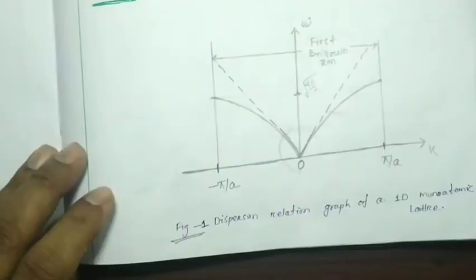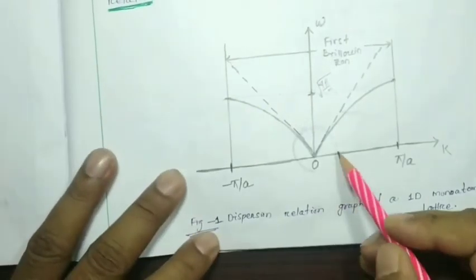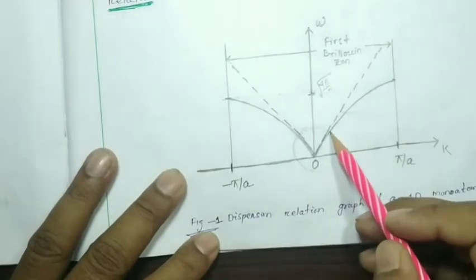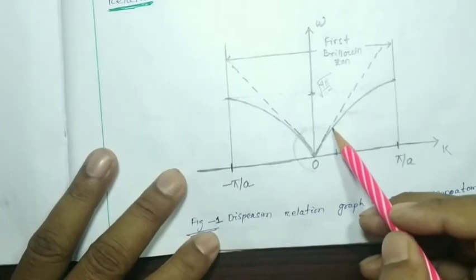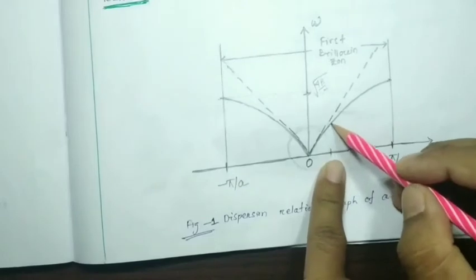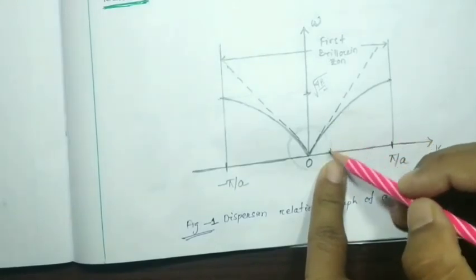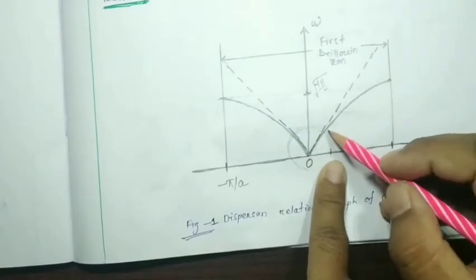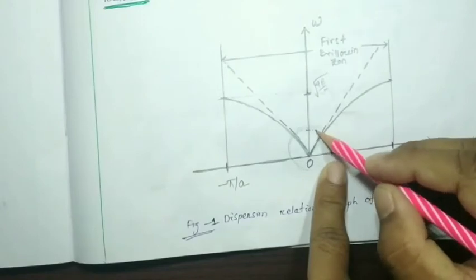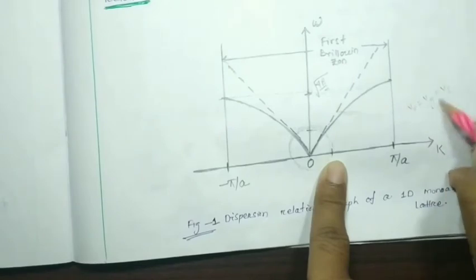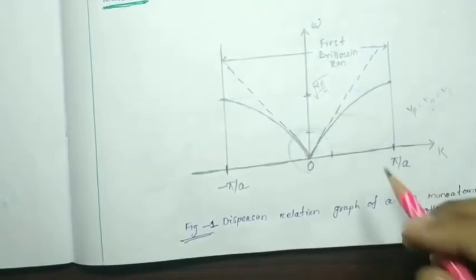Here you can see that after a certain value of k, the non-linearity starts. That means omega is not proportional to k after this k value. So up to this much linearity of omega and k we have found, that means up to this frequency we can find Vp equal to Vg equal to Vs. Next we have to consider what the behavior will be at higher frequency.